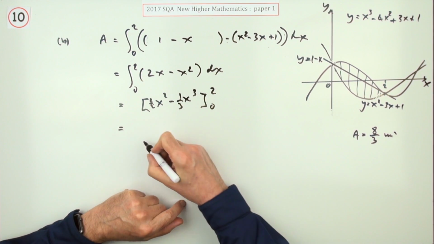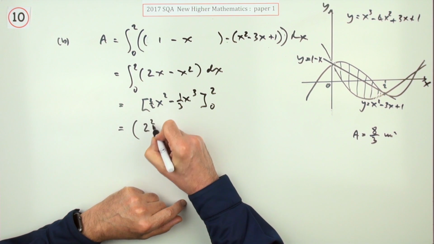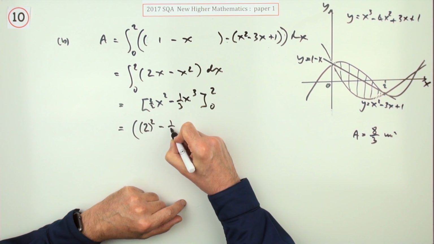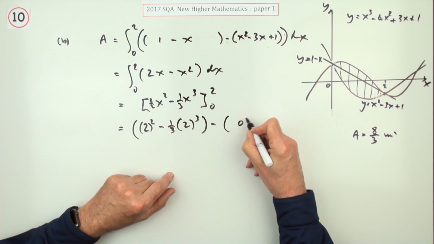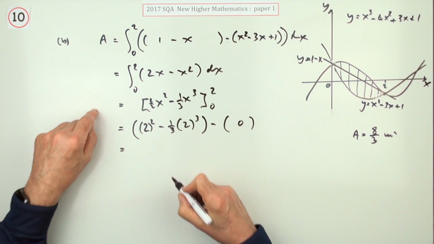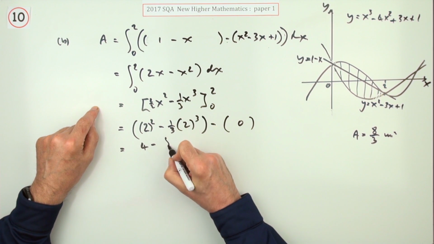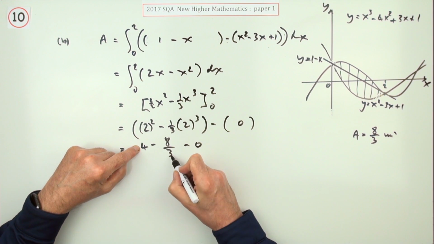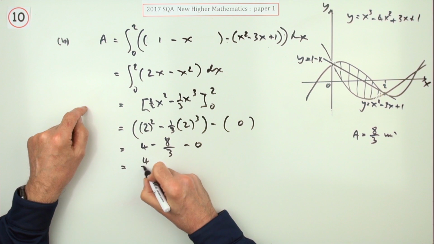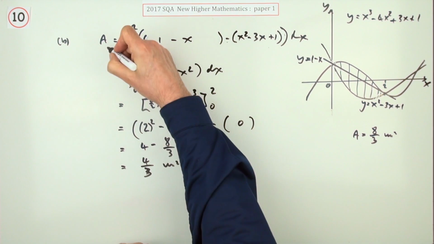Now you just have to go through that. So that first one is just 1 times it. So that's just going to be 2 squared minus a third of 2 cubed. Take away, and that whole part just comes to 0. So that's 4 minus, and that's 2 to the power 3 is 8, 8 upon 3 minus 0. Now 4 would be 12 parts of 3, so 12 take away 8 means this time you've got 4 upon 3 square units. This is for the lower area.